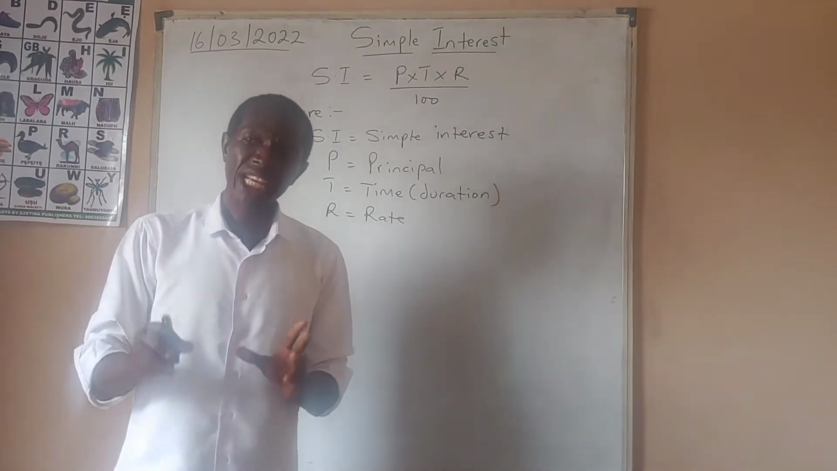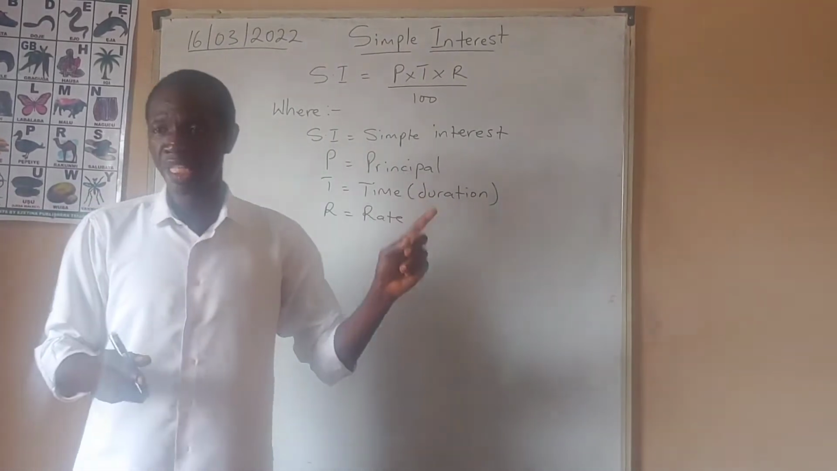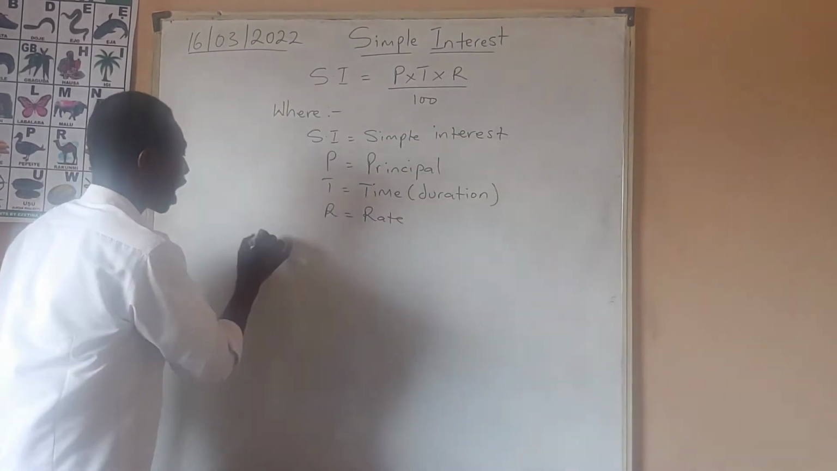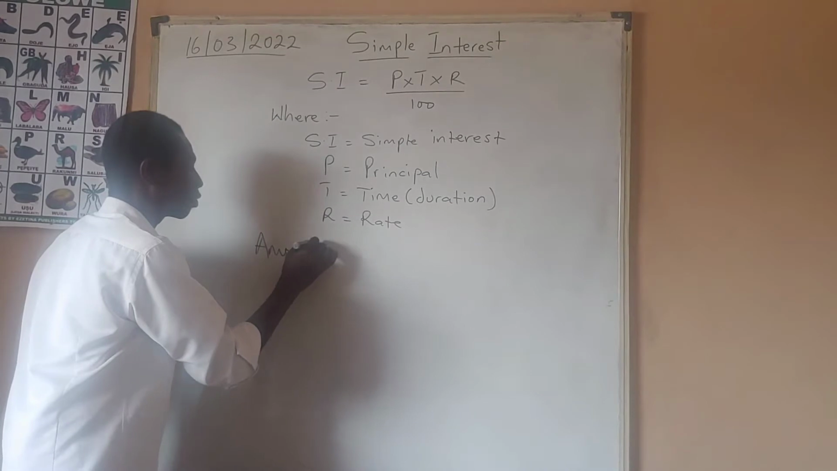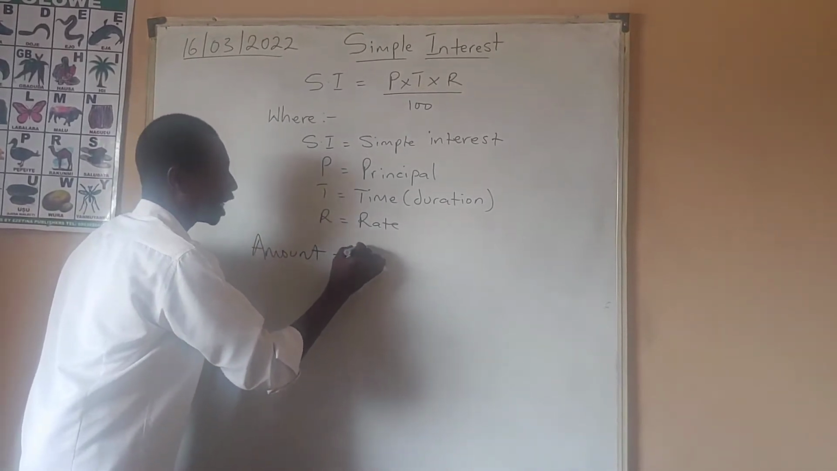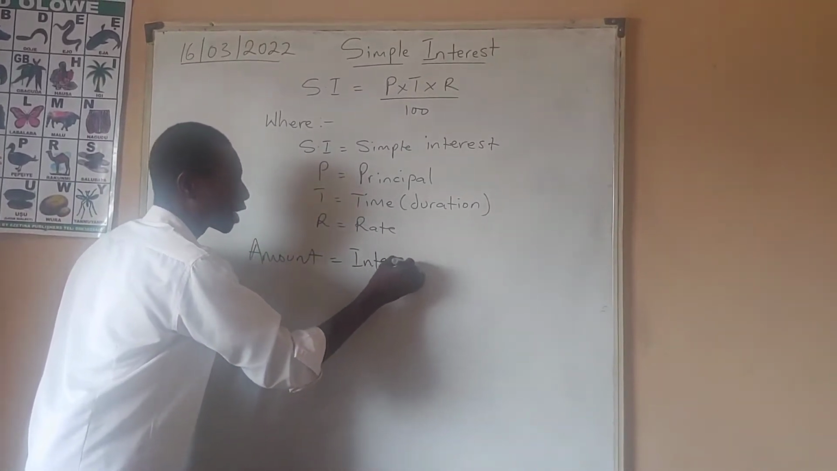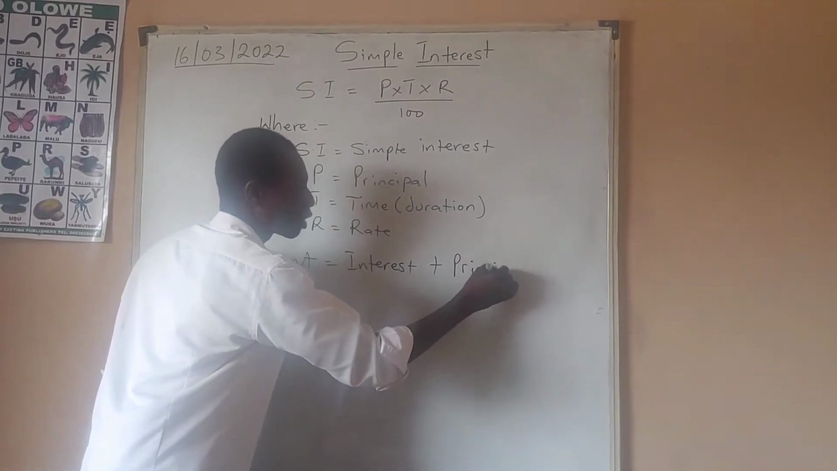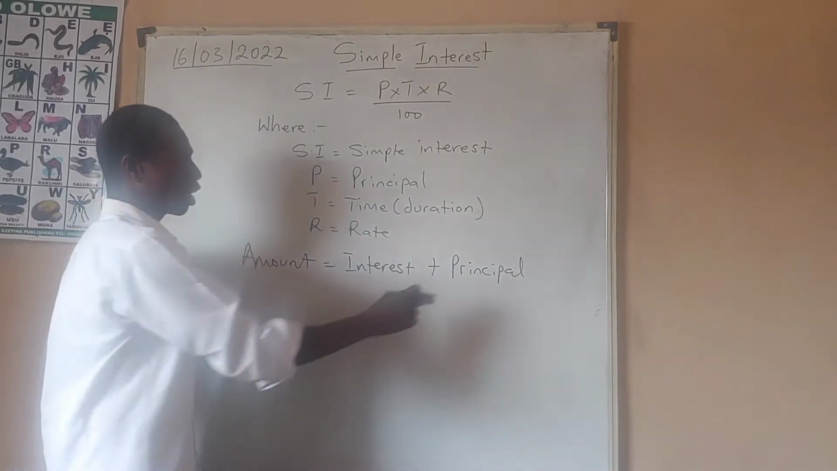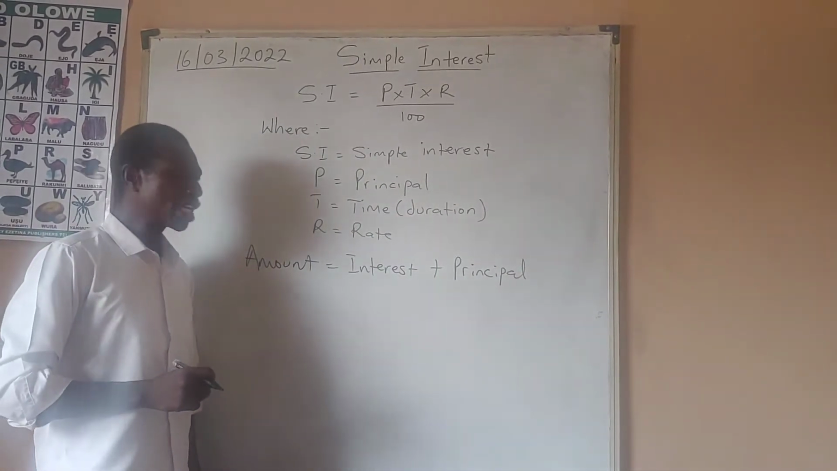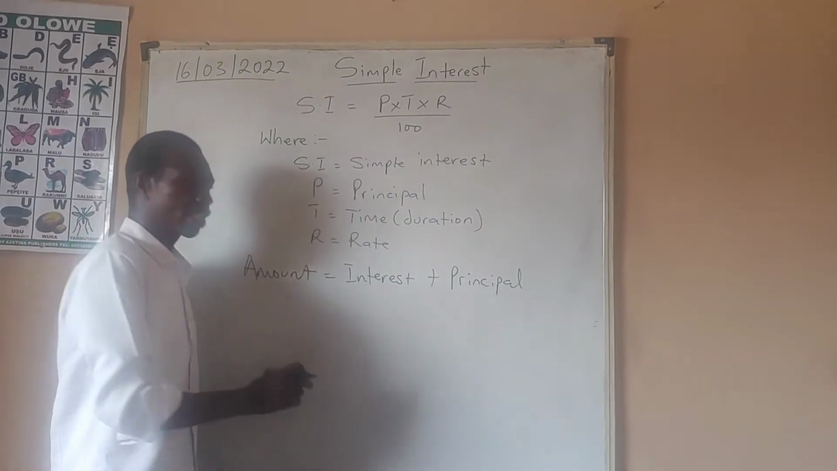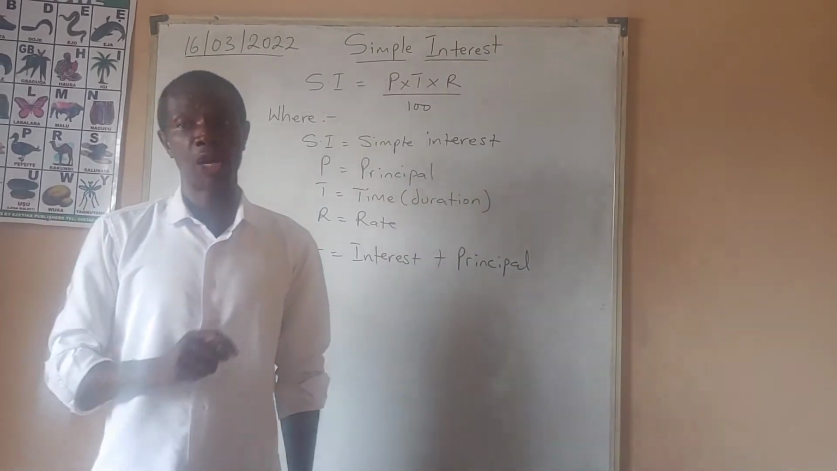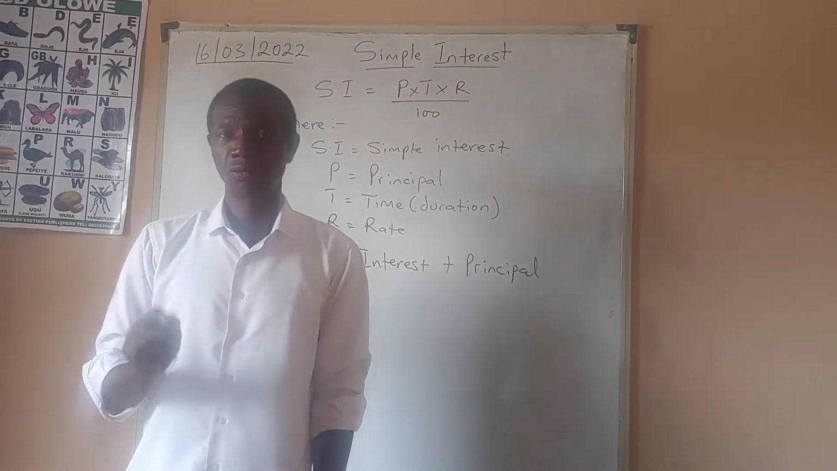Yes. Good. It means that after calculating my simple interest, to know the amount a person is going to pay, you are going to say amount equal to the interest that you are going to pay plus the principal you are borrowing. So when you know the amount you are borrowing from the financial institution and you know your interest, then you add them together. That will be the amount you are going to repay. Are we together? Yes. Is that okay? Yes.